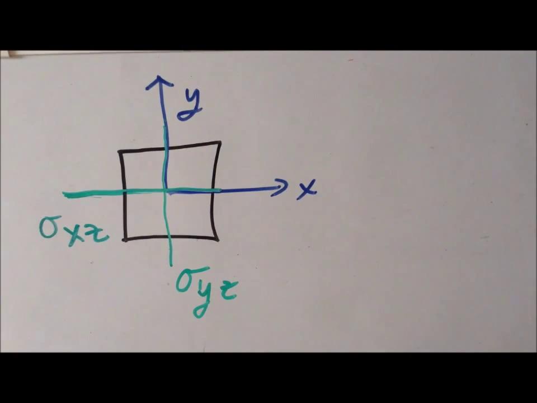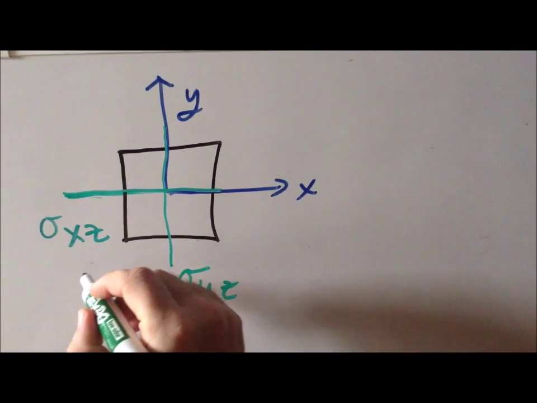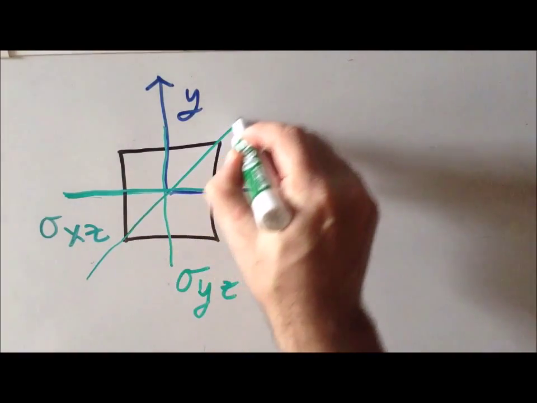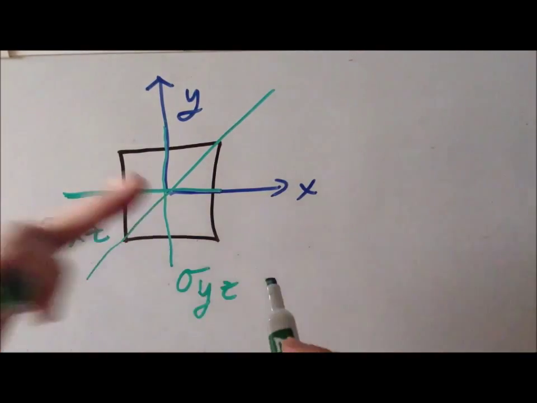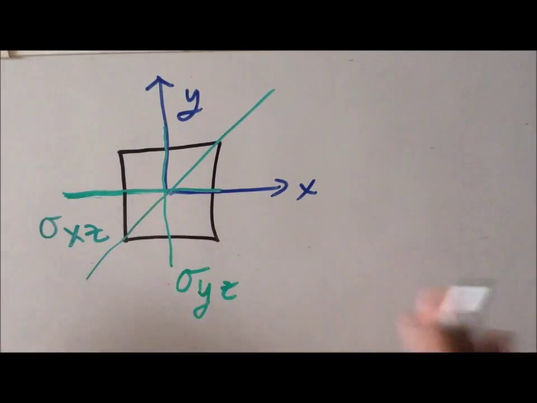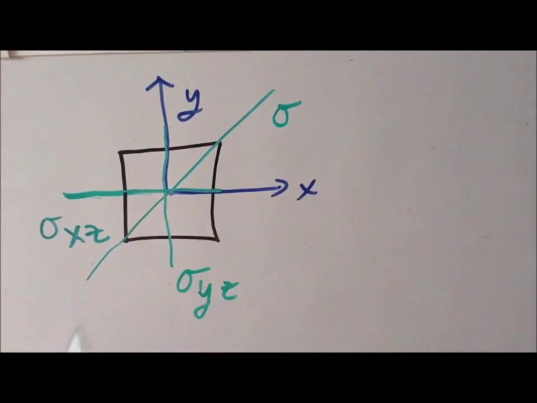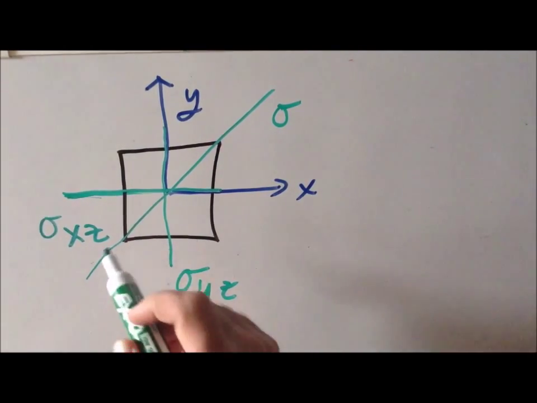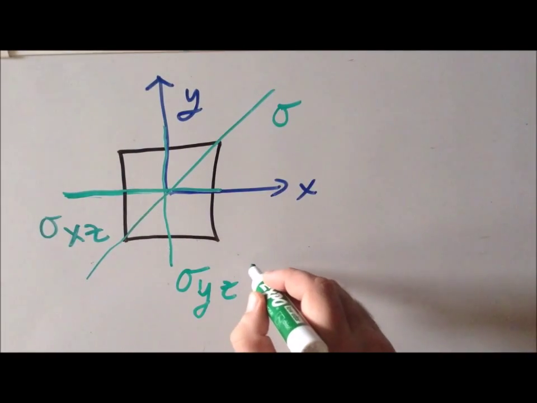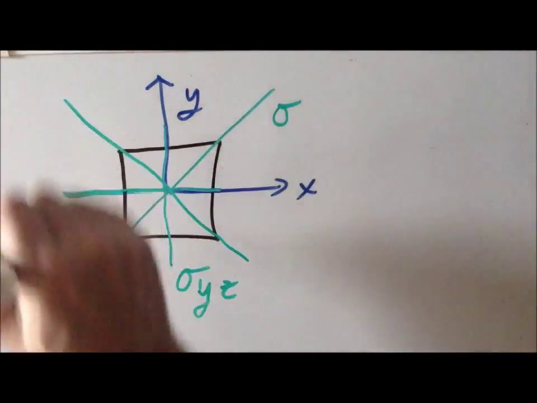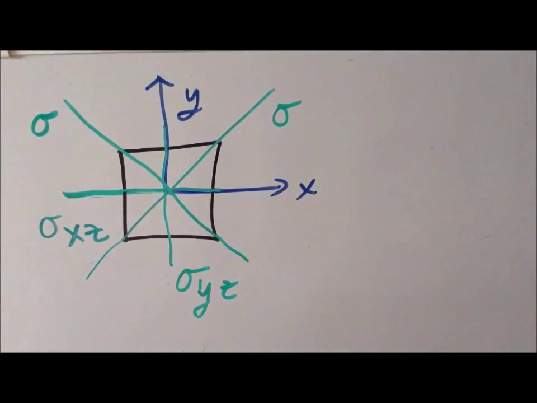Well, since it's a square, I can also draw a line along the diagonal, and I can raise a mirror plane perpendicular to the plane of the board, and I have yet another plane. We're not going to label that specifically, but let's just call that sigma for the time being. By the same token, I can go along this other diagonal and also find a mirror plane. So we see that for a square, we have 4 distinct mirror planes that will reflect one part of the square into another part of the square.